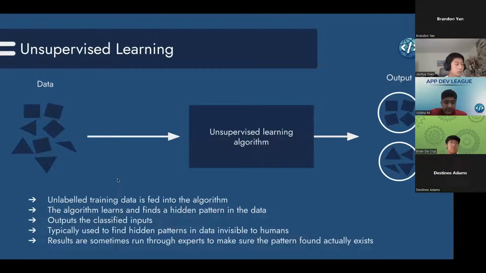Unsupervised learning typically is used to find hidden patterns in data that are invisible to humans. Say we didn't know if these things were different at all. We could use an unsupervised learning algorithm to see if there are different subclasses within this data that we can identify. The results are sometimes run through experts to make sure that the pattern found actually exists. And once again, just like supervised learning algorithms, if the pattern does exist, then the model can be used to classify unlabeled inputs as well.